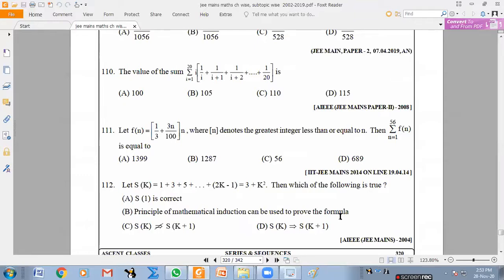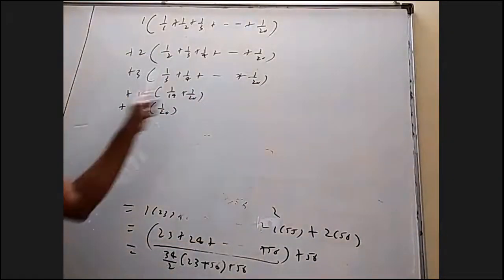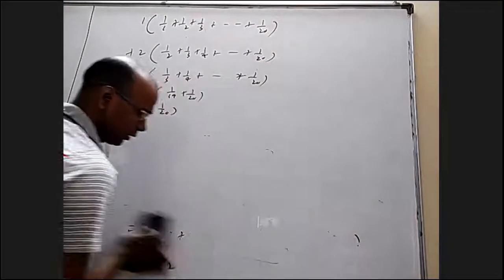110, let us expand and see what are the terms. When I put i equal to 1, it is 1 times 1 by 1 plus 1 by 2 plus 1 by 3, and so on up to 1 by 20. When I put 2, 2 times 1 by 2 plus 1 by 3 plus 1 by 4, and so on up to 1 by 20. When I put 3, 3 times 1 by 3 plus 1 by 4, and so on up to 1 by 20. When I put 20 itself, it is only 1 by 20. When I put 19, it is only the last two terms, 1 by 19 plus 1 by 20. So I expanded the whole sigma for i equal to 1, 2, 3, 4, and i equal to 20.